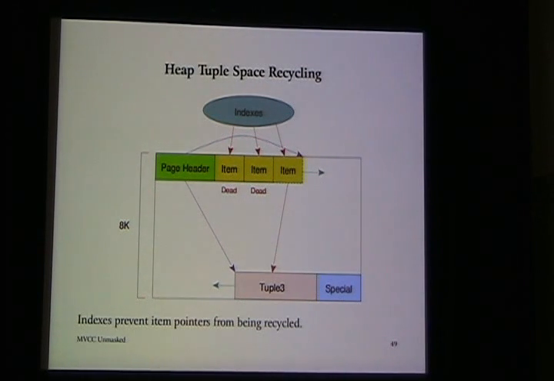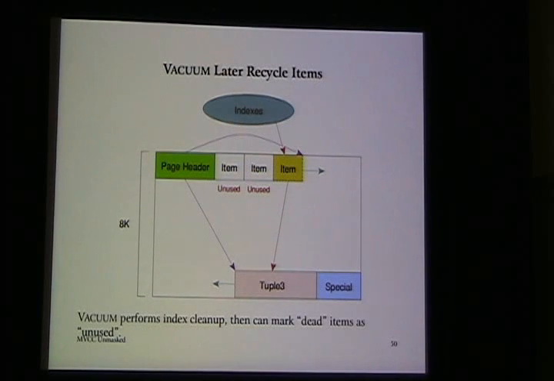Why can we do that? Because the indexes point to the item pointers. Basically, if we just tell it there's nothing here, the indexes know there's no data, and we just say there's nothing there. Okay, so that's one cleanup we can do very, very easily.